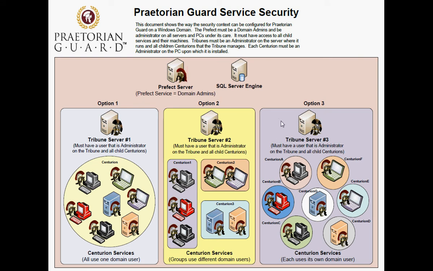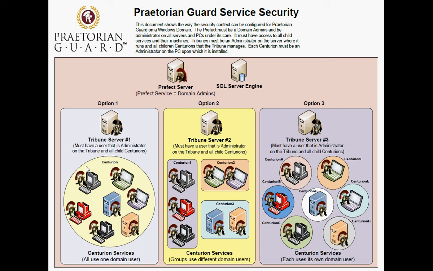The third option, which is the most secure, however the most complex approach, is to have the Prefect server with one user, each Tribune with its own user, and then a new user for each Centurion. So basically every machine would have its own Centurion user that is an administrator on that PC. That Centurion has no access to any other computers on your network. So if this computer is compromised and Centurion A is accessed, that service user cannot be used on your network to access anything else other than this one box. So this is the most granular approach and the most secure method for your Windows domain.